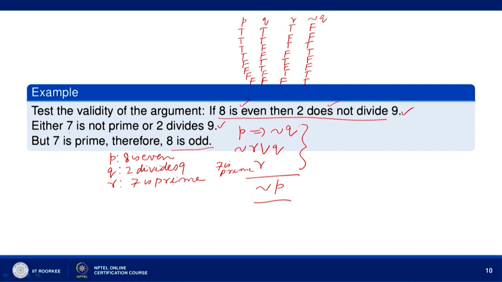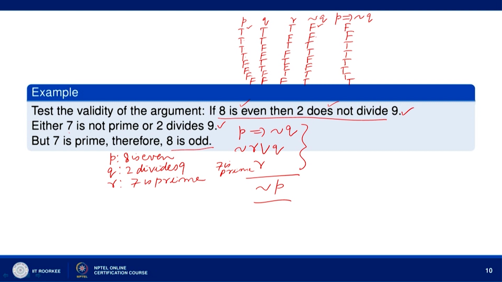Okay. Now, P implies not Q. So, T F gives F. Okay. Then T T gives T. Then F F gives T. Then F T gives T. And then F T gives T. Okay. So, we got P implies not Q.